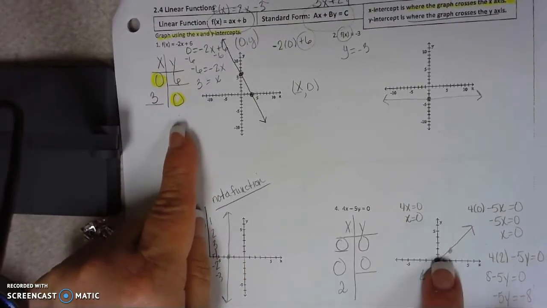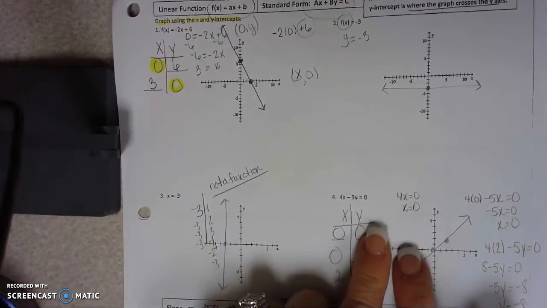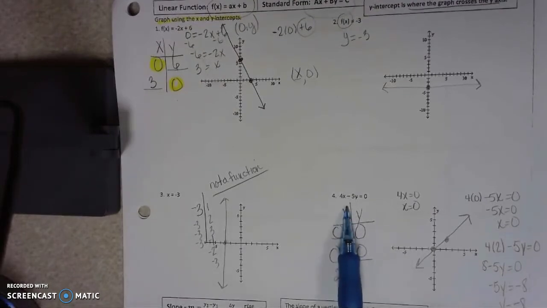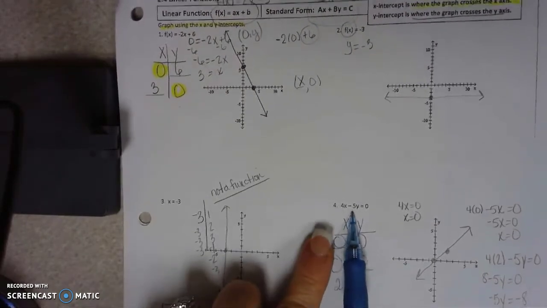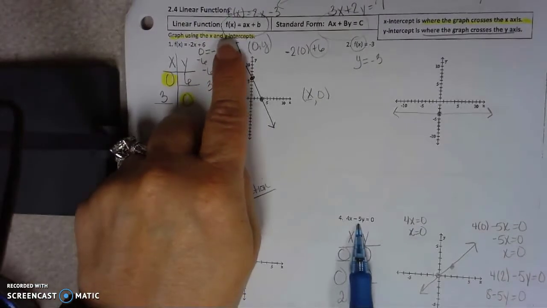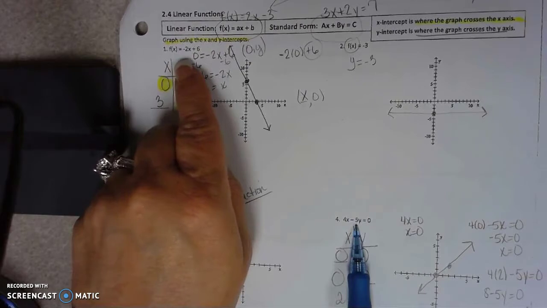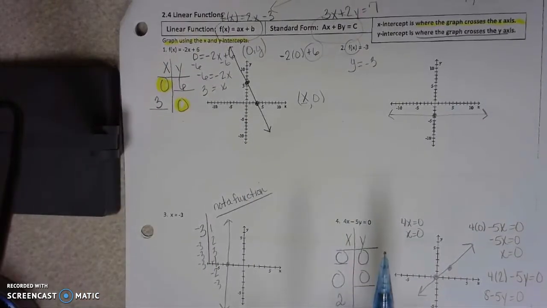So really, it's easier if you can use x and y intercepts, but sometimes you only have one intercept. And in this case, you're going to have to find a third point. There's also some other ways that we can graph this. We can put it in y equals mx plus b form, which you probably remember, and pull out our slope and a point.